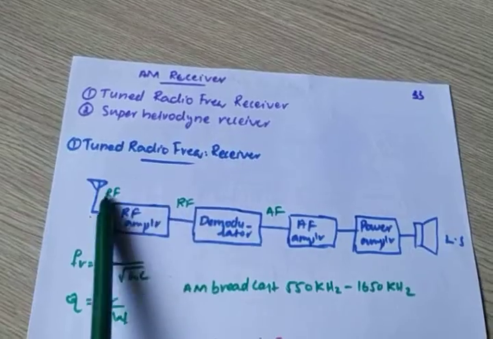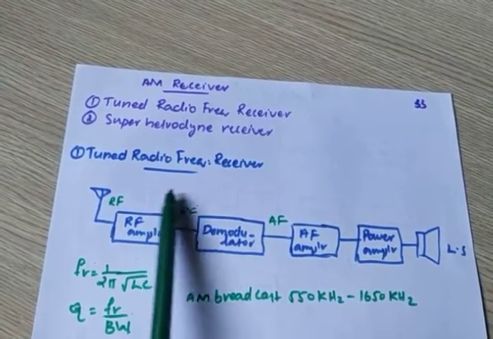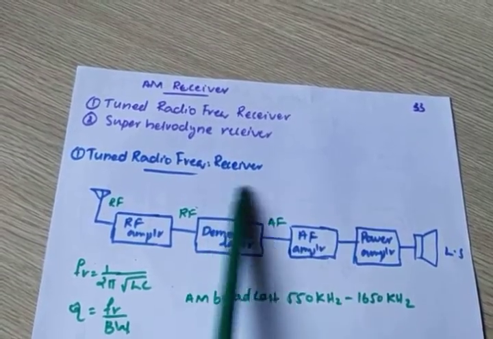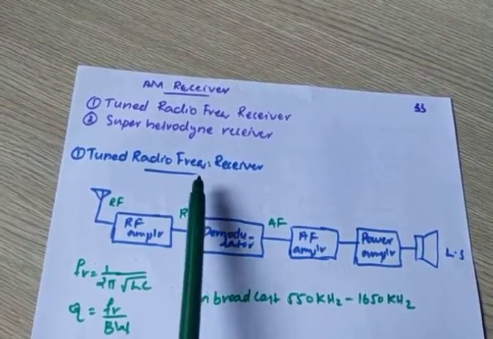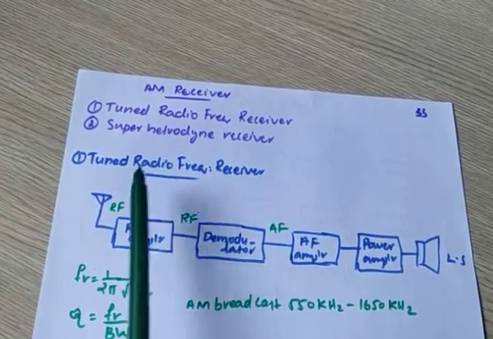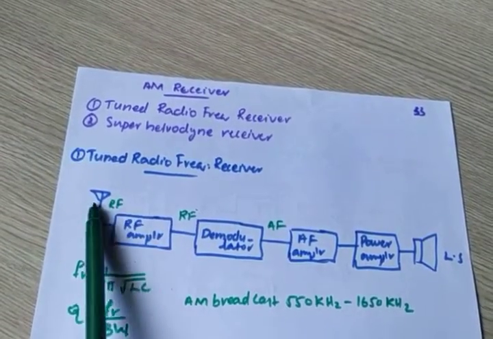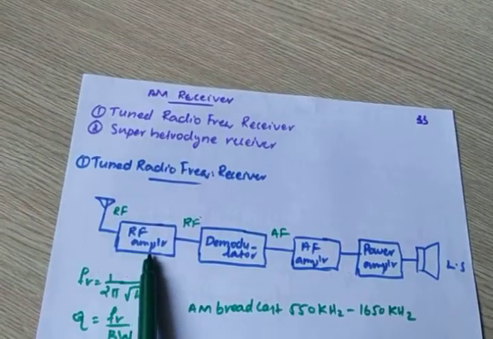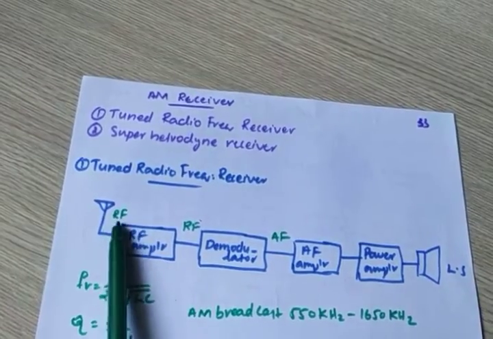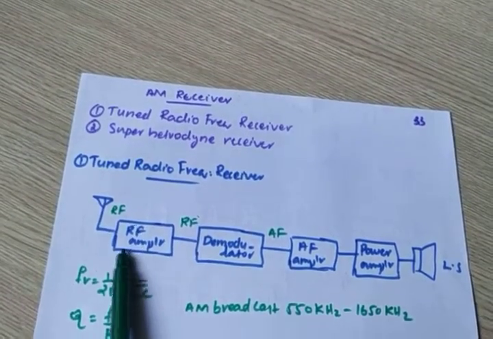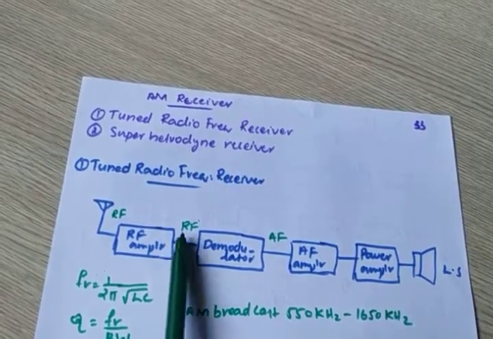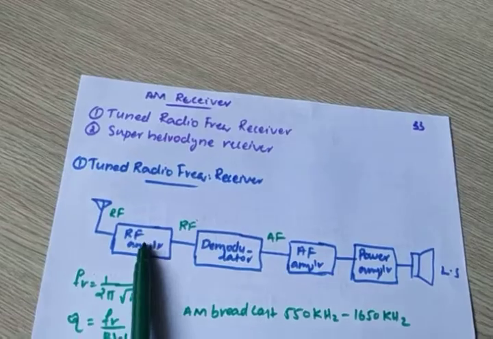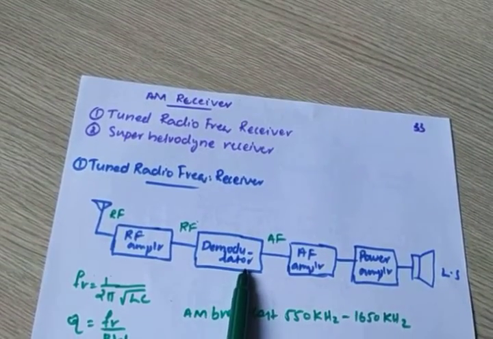Why? Because the incoming signal is coming from free space. We transmit the signal over free space, so definitely the signal strength will be reduced. That low, feeble signal received by this antenna should be amplified. So the first stage is always an RF amplifier. The incoming RF signal with low energy is amplified with the help of an RF amplifier. The signal is sufficiently boosted to a particular voltage level, and then it is given to the demodulator.